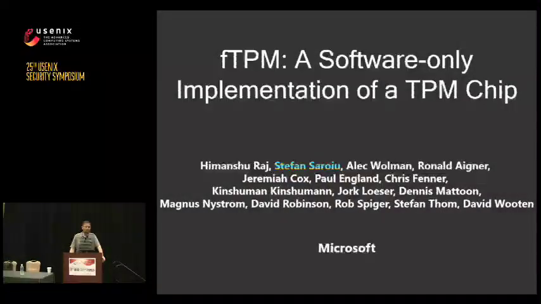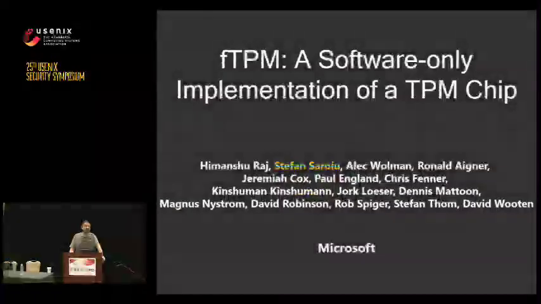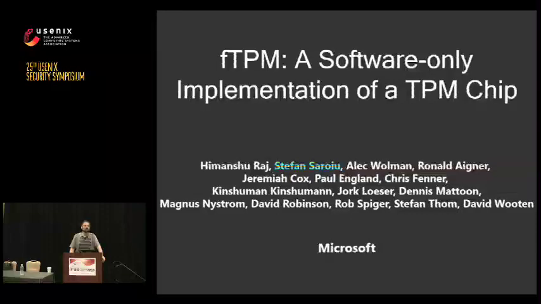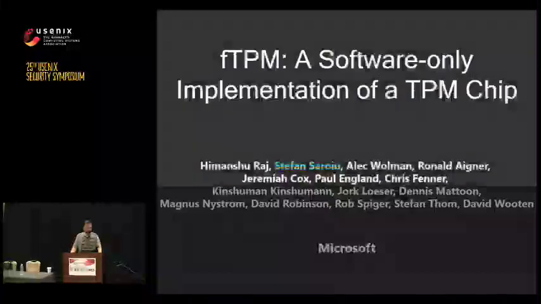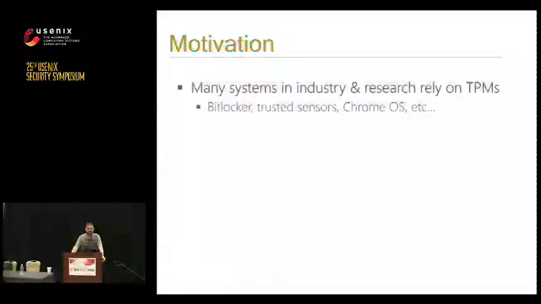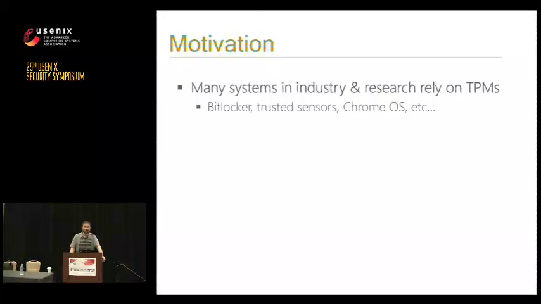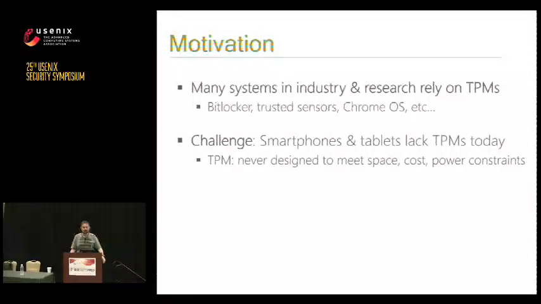I should also mention and acknowledge that this project was done in cooperation with three SoC, system on chip, vendors: NVIDIA, Qualcomm, and Intel. The use of TPMs in industry and the research community is growing. For example, operating systems built by Google and Microsoft offer security features that rely on TPMs. Also, the research community has put forward a multitude of systems using TPMs, from cloud systems to new security primitives like trusted sensors. However, most smartphones and tablets lack TPM chips today.